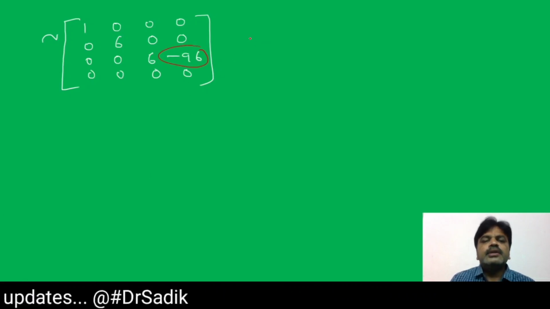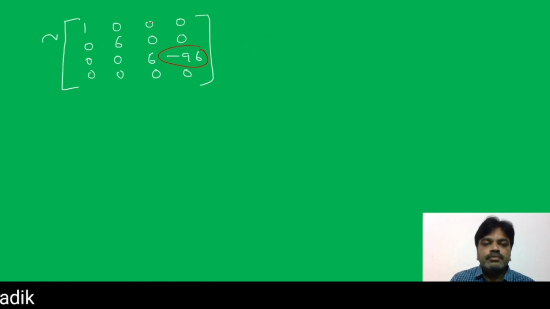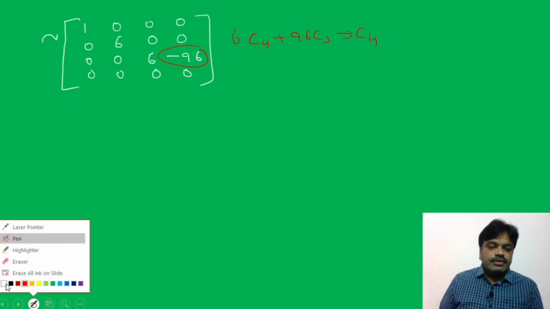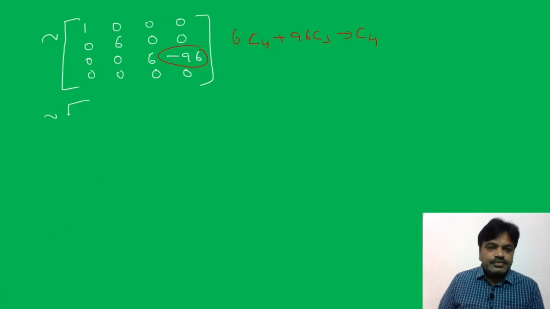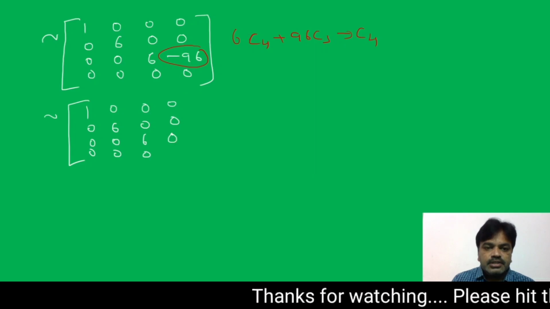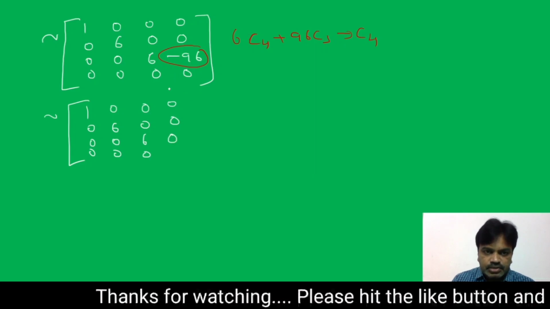Simply here by using C3. So 6C4 plus 96 C3 in place of C4. So this is equivalent to 1 0 0 0, 0 6 0 0, 0 0 6 0. Now clearly this element is 0. Now these two elements are 0.